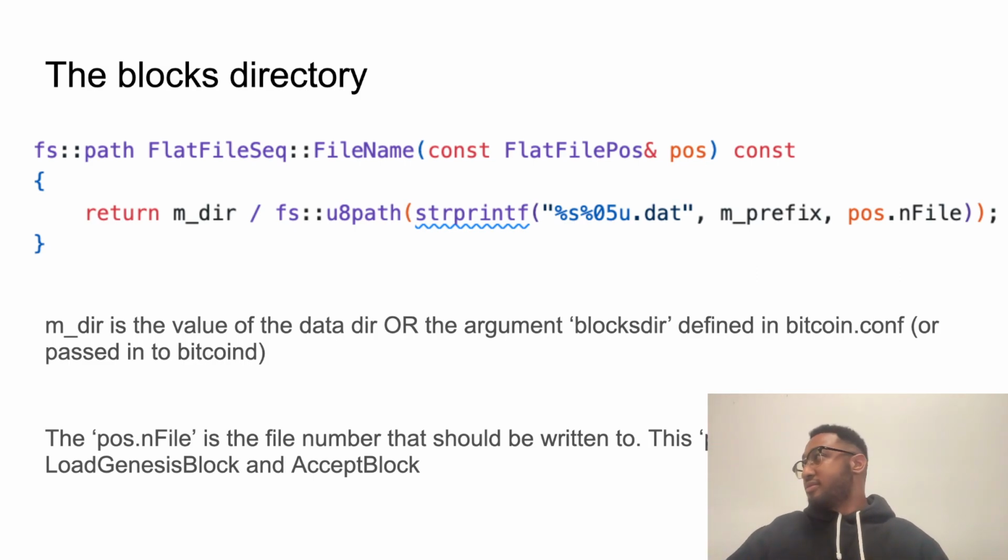Is that for a position of where? What is the pos? It stands for position. So n file stands for which file, but I think the other one is n pos, and that shows where you should write to within the file. Yeah, and this is calculated in accept block and load Genesis block, and part of how that's calculated is looking through other in-memory information that you keep of your on-disk blocks.